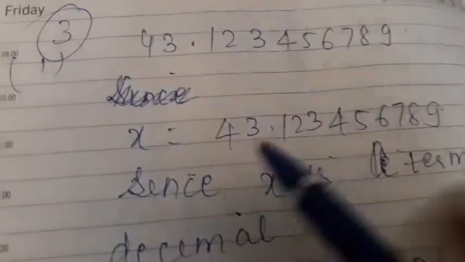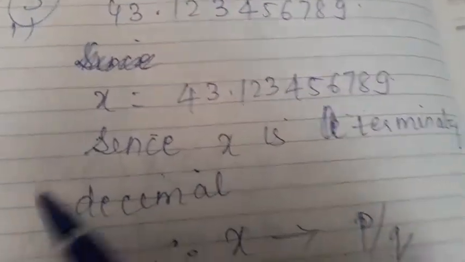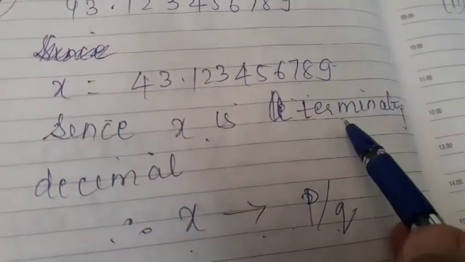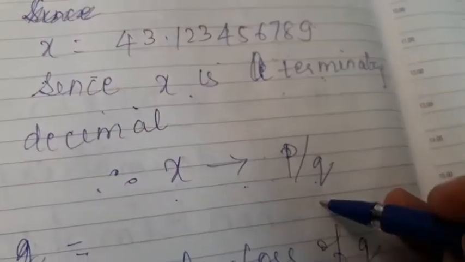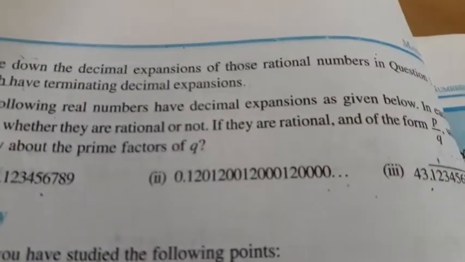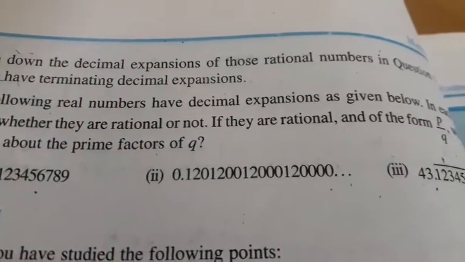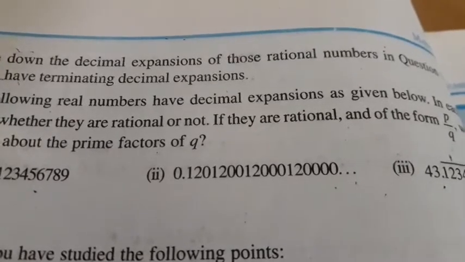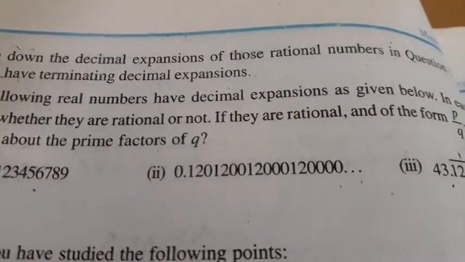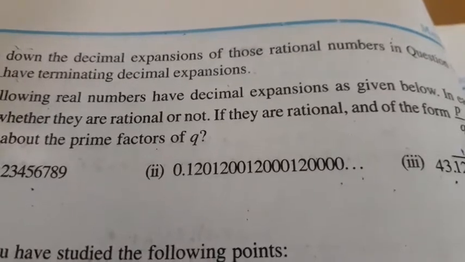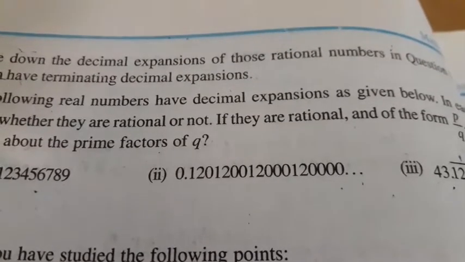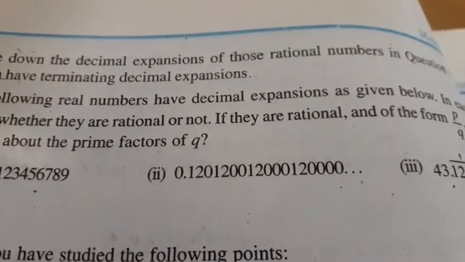And this is according to the theorem which we have studied, that why this is terminating and why it can be expressed in the form of p by q, according to the theorem which we have proved yesterday. Now as you can see, this one: 0.1201, 2001, 20001, and 2 with 4 zeros, and so on.